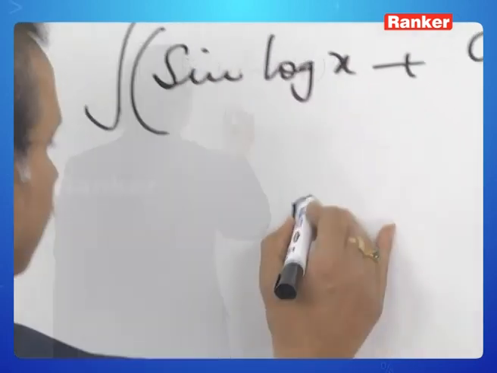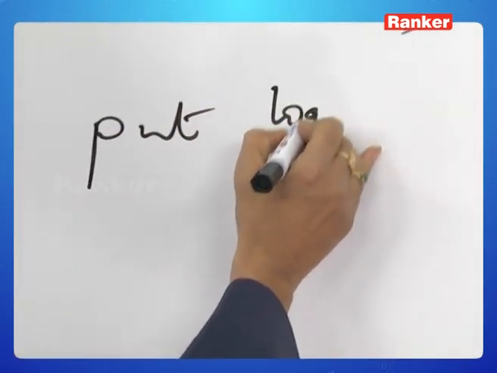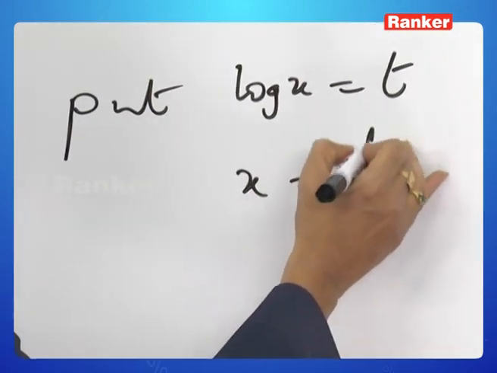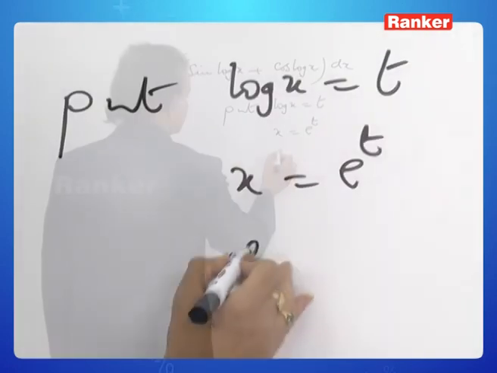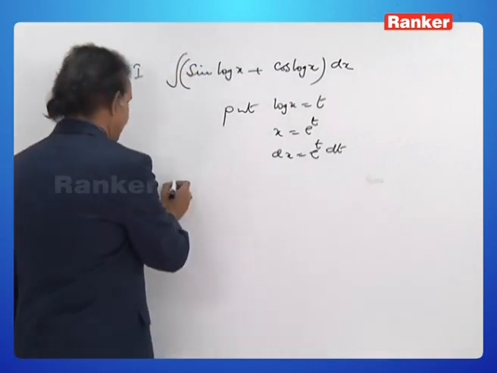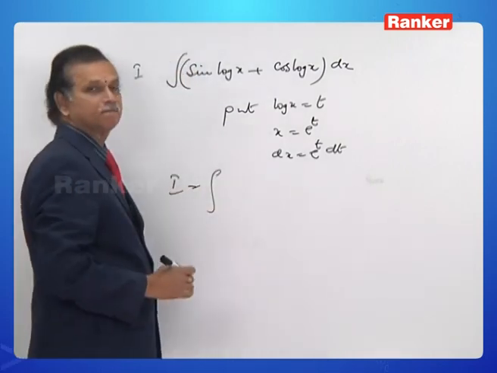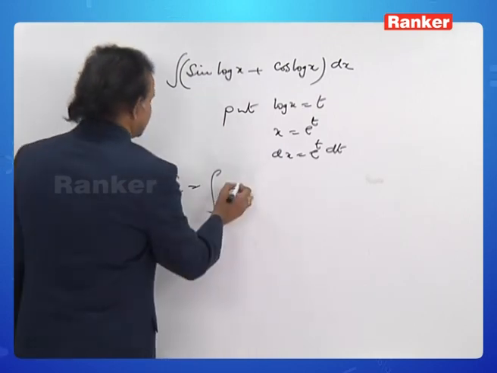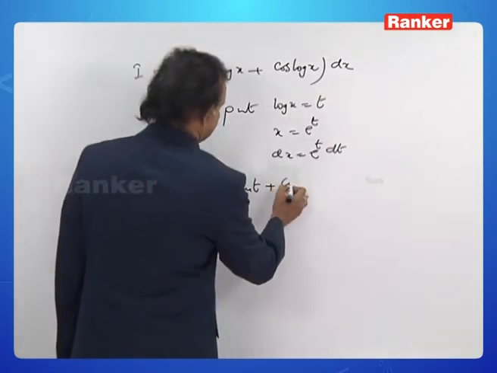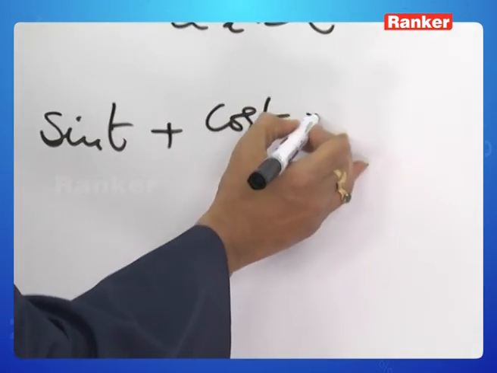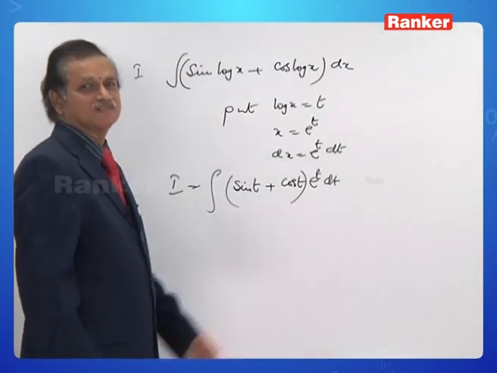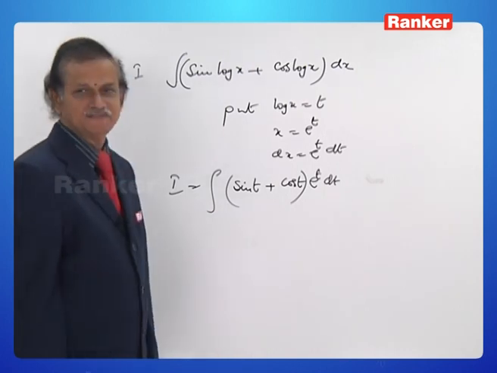Put log x is equal to t. Automatically x is equal to e power t. dx is therefore e power t dt. What will be the fate of I? You observe. What is sin log x? Sin t. What is cos log x? Cos t. What is dx? e power t dt. Finished. There is nothing to do here for that.